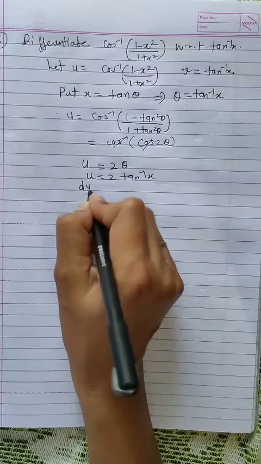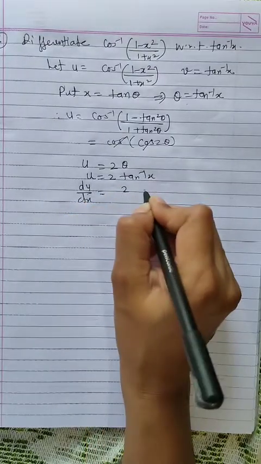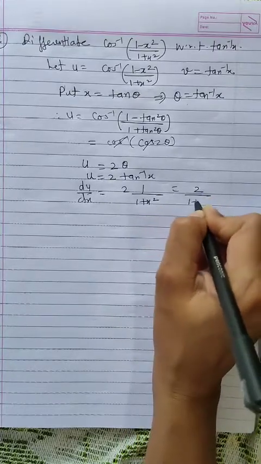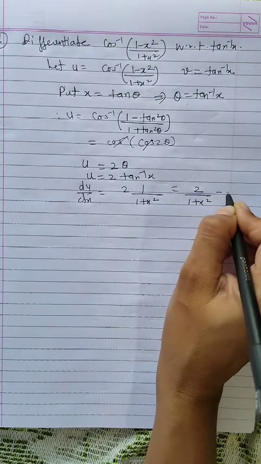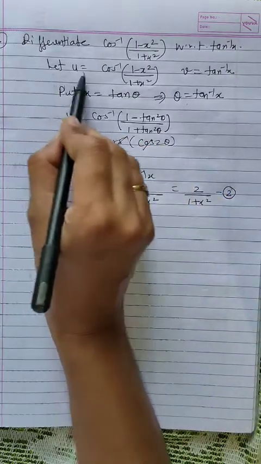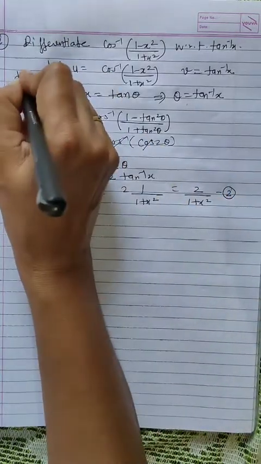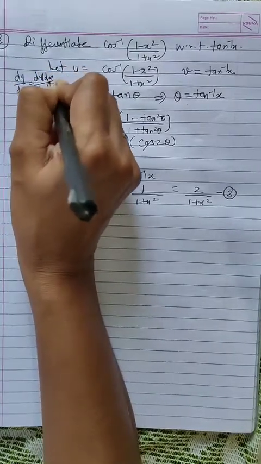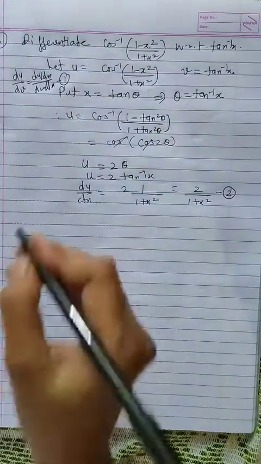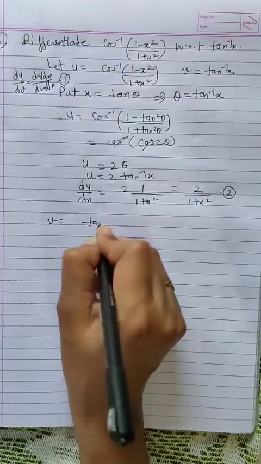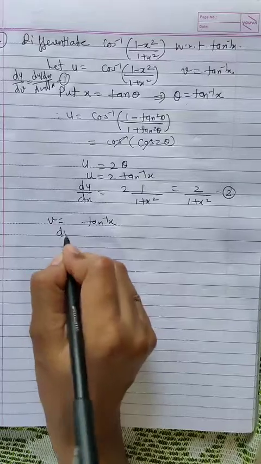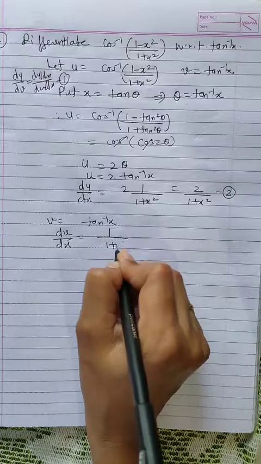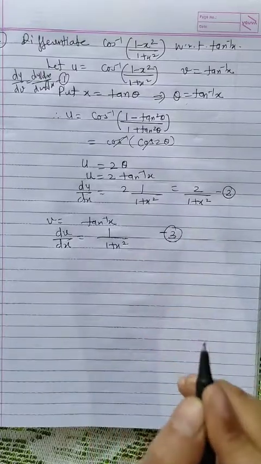Now differentiate. So du by dx is 2. Differentiation of tan inverse x is 1 upon 1 plus x square. So this is 2 upon 1 plus x square. So this is equation number 2. Actually we have to write down the formula: du by dv is du by dx upon dv by dx. So this is equation number 1. Now next v. V is what? Tan inverse x. So dv by dx is what? Differentiation of tan inverse x, again 1 upon 1 plus x square. So this is equation number 3.